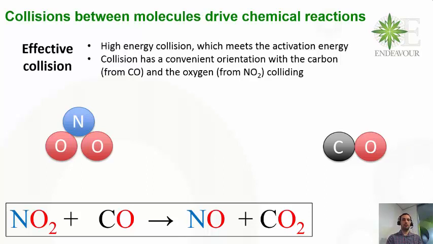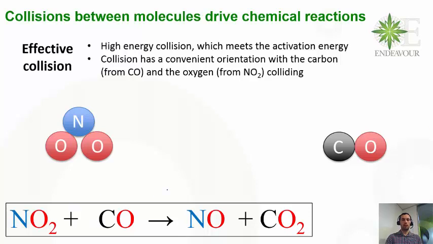All right, so let's look at an example of an effective collision between our two reactants here. So we've got our NO2 with one nitrogen atom connected to two oxygens. And we've also got our carbon connected to a single oxygen here. So what we're going to observe now is going to be a high energy collision between our two reactants, which are on the left-hand side of the equation here.